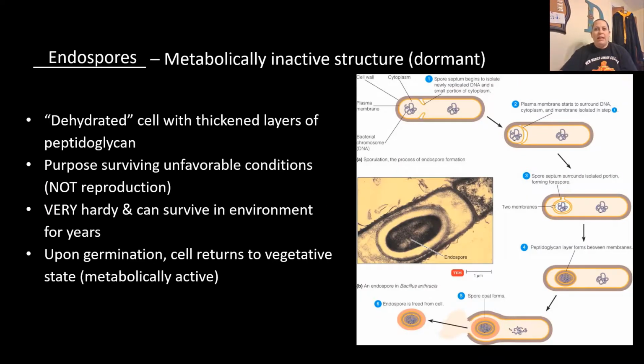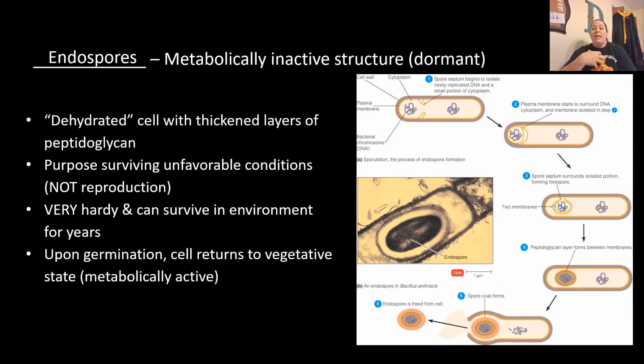Another structure that bacteria can end up having are called endospores. Endospores are metabolically inactive structures. This is where the bacterium becomes dormant, like it's sleeping. These are dehydrated cells and they have a thickened layer of peptidoglycan to protect them against hostile or unfavorable conditions. These cells can't reproduce because their metabolism is so low, but it allows them to survive while those harsh conditions are present. These are very hardy, guys, and they can survive in the environment and on surfaces for many years because of this dormant structure.